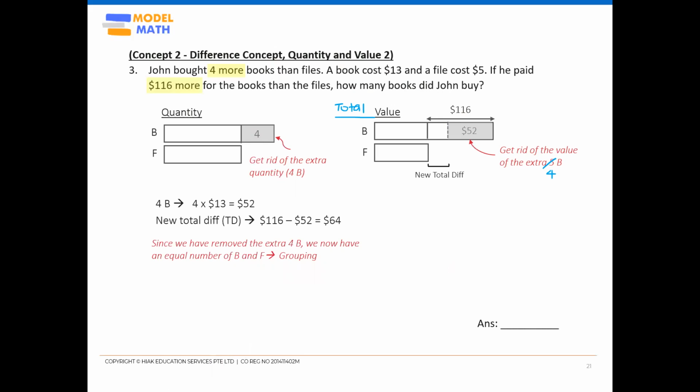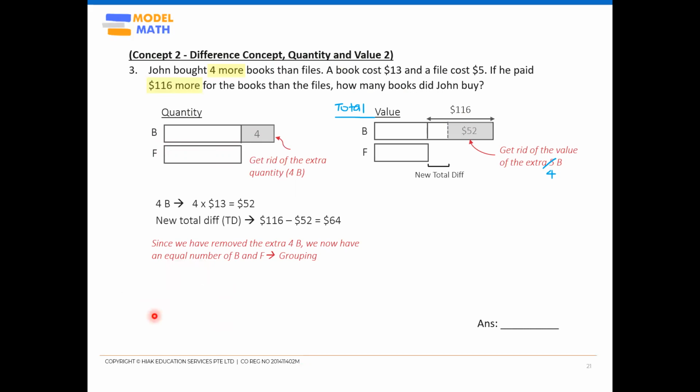Now, for those of you who say, oh, can we do $64 divided by 2, simply because you see 2 bars of equal size? If you tell me divide by 2, then you are also telling me that this bar and this bar have the same value. Think about it. Should that be true? It shouldn't, because remember, a book is so much more expensive. Only the quantity is now the same. It does not mean that the cost added up is the same. So do take note of this. That's why dividing by 2 is definitely incorrect, which is why we apply the grouping concept.